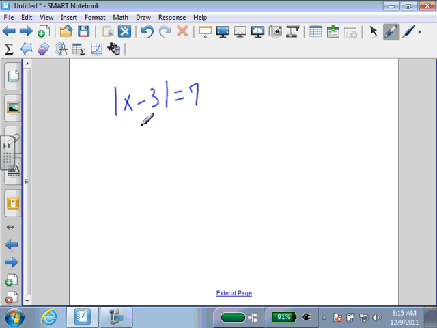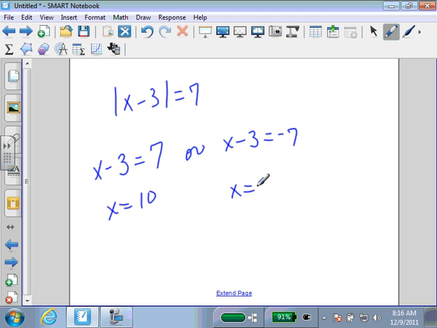Well, if the absolute value of the quantity x minus 3 equals 7, then that means, I could do this a variety of ways, but I think this is the way you're probably more familiar with. The x minus 3 could have actually been 7, and then its absolute value would have been 7. So the x minus 3 could have been negative 7, and then when we took the absolute value, it would be 7. So we get x equals 10, or x equals negative 4.